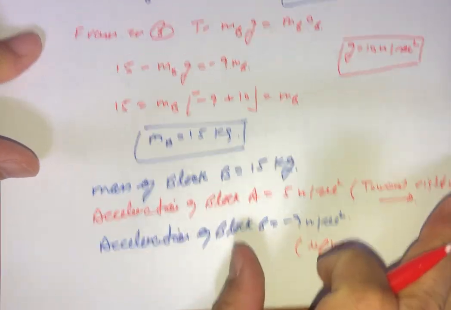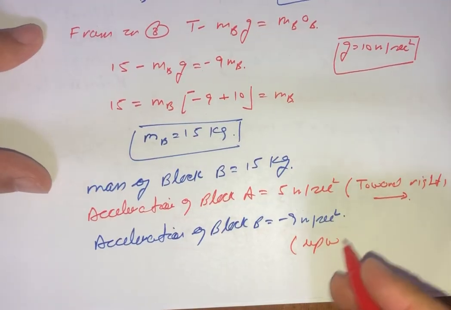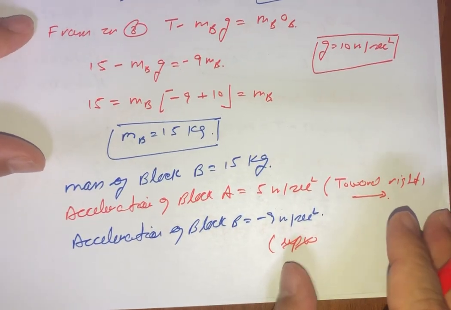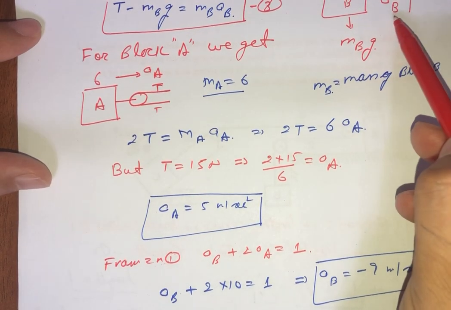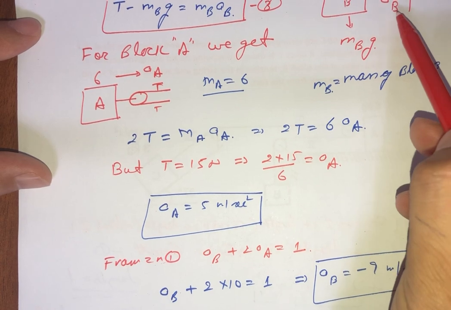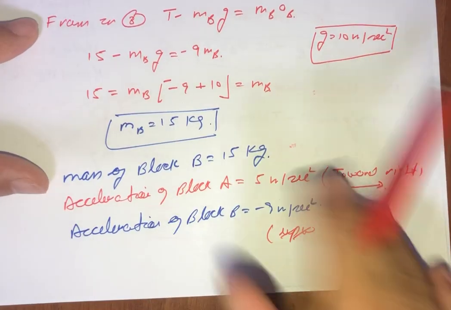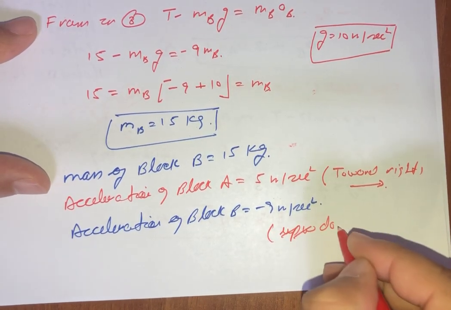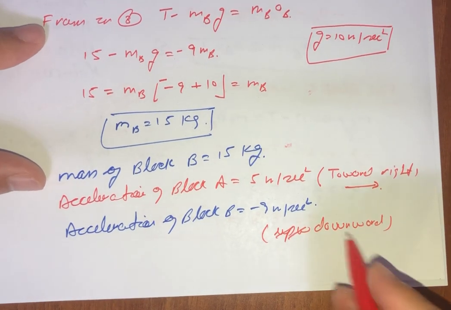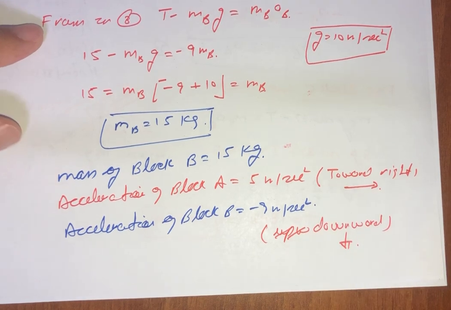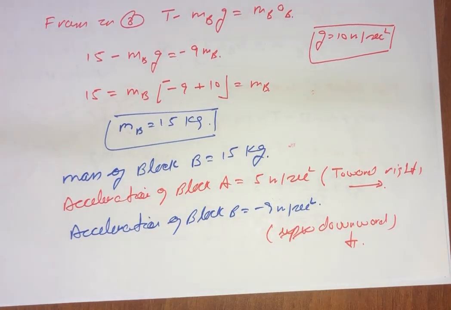Sorry, not upward, let me check. Yeah, it will be downward, because we have taken aB in our question as in upward direction. So aB is coming negative, so it will be in downward direction, like this. Okay, so this completes the question. Thank you.